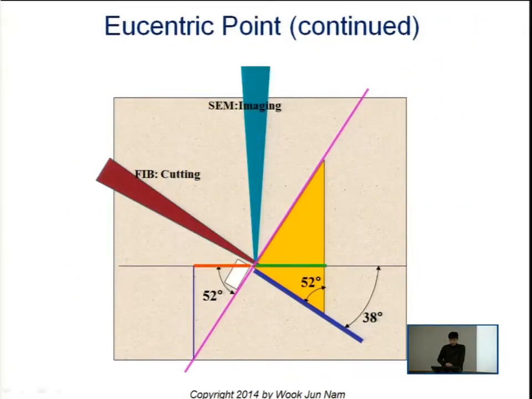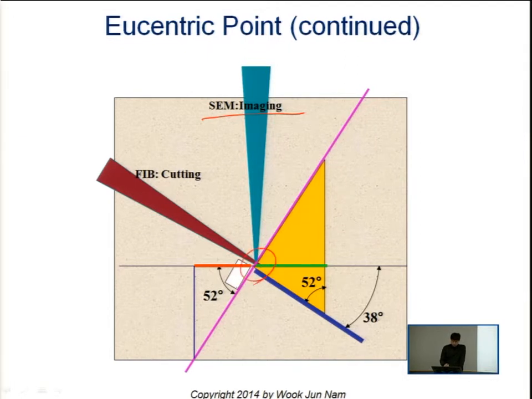So for example, when we want to cut some specific area in your sample, when you match your sample's position to the eucentric point, then while you are observing that specific area, you can cut using the ion beam.